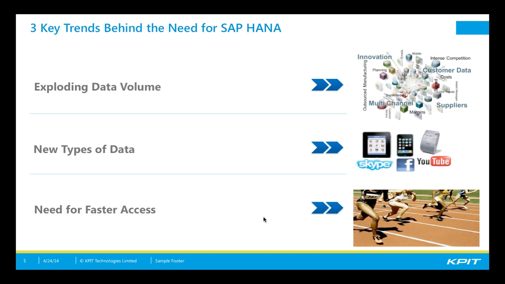Additionally, there's also the introduction of new types of data. Currently, technology is challenged in attempting to capture, process, and analyze new data types. This includes aspects such as machine, device, and sensor data, social media sources, unstructured text, and images, and I'll further expand on this through some sample KPIT projects over the next few slides. The third trend I would highlight is that there's a need for faster access.